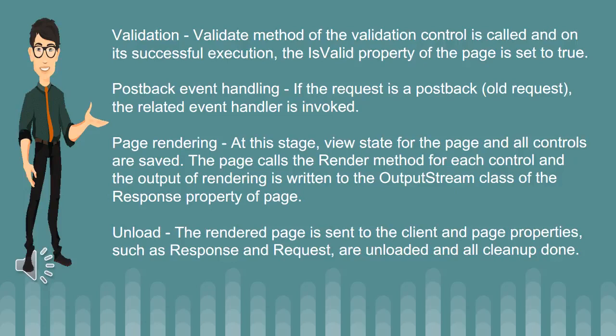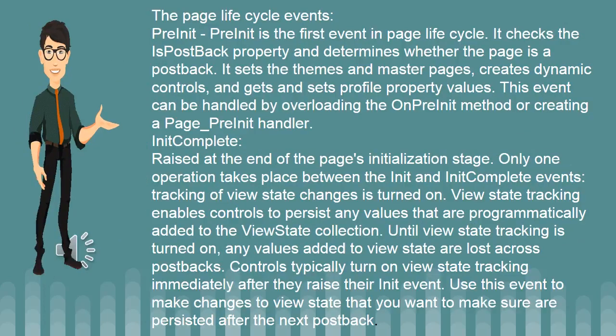Page rendering. At this stage, view state for the page and all controls are saved. The page calls the Render method for each control and the output of rendering is written to the OutputStream class of the Response property of the page. Unload. The rendered page is sent to the client and page properties, such as Response and Request, are unloaded and all cleanup is done.